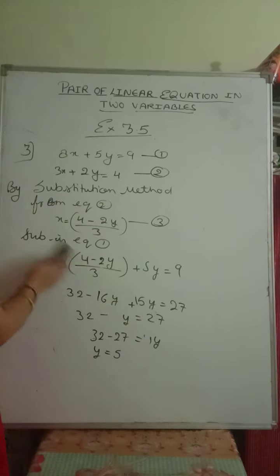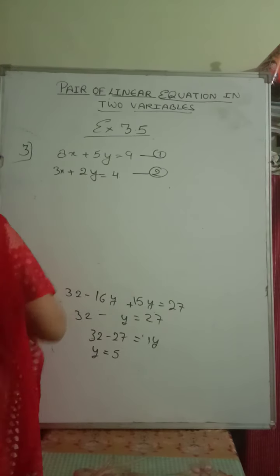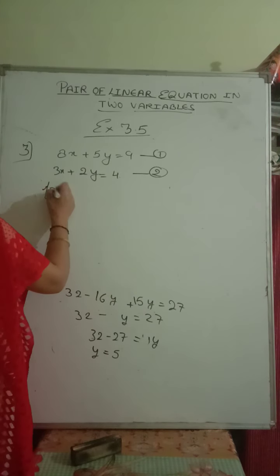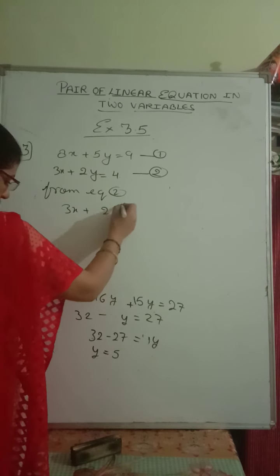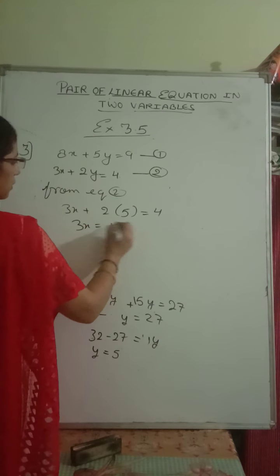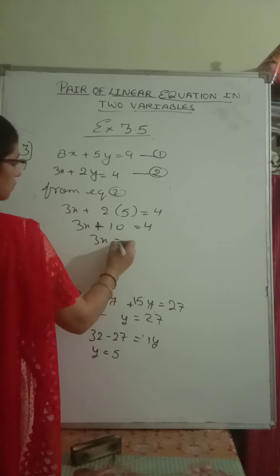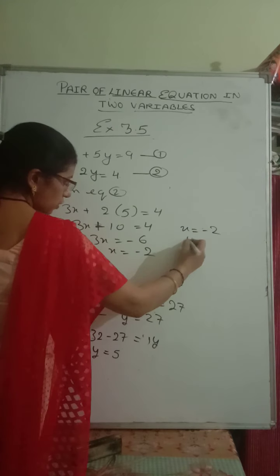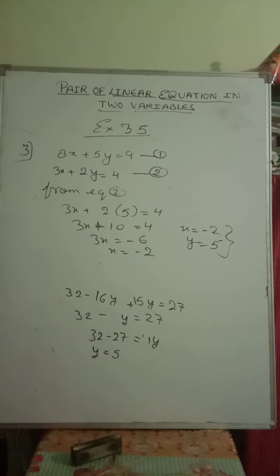Now substituting the value in one of the equations. Any one of the equations you can substitute the value of y into. From equation 2, I am writing 3x plus 2 into 5 equals 4. So 3x plus 10 equals 4, so 3x equals minus 6, and x equals minus 2. So you get x equals minus 2 and y equals 5. These two values you are getting from the substitution method.